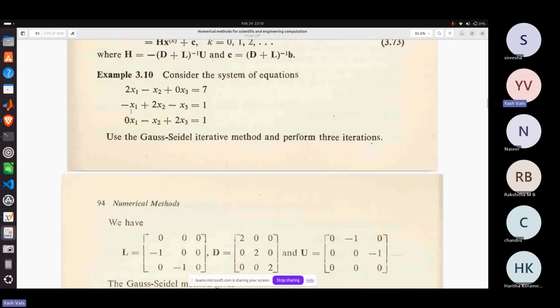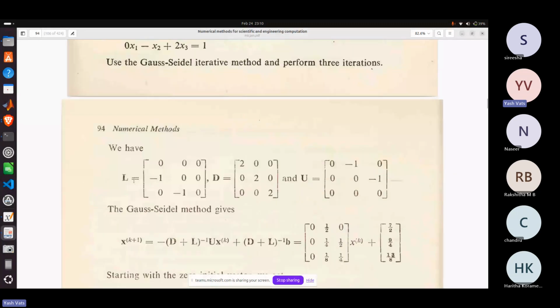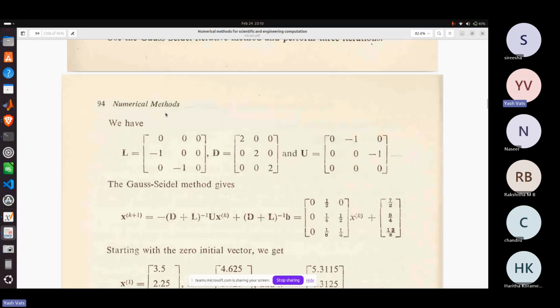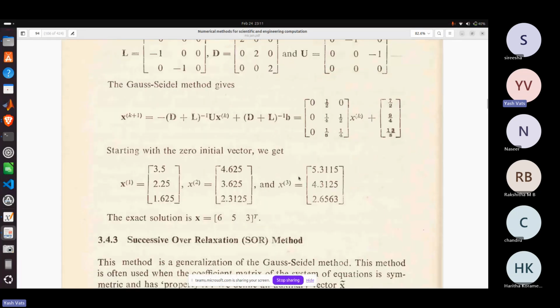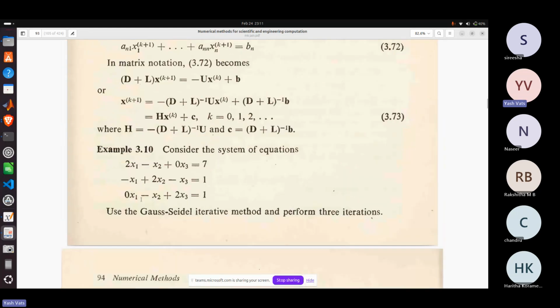Suppose you have a system of equations like this. You can find L, D, U from this A. You can construct A from this and then use this formula to find out your next iteration value. That's it. So this is a nice thing. I'll show you here.